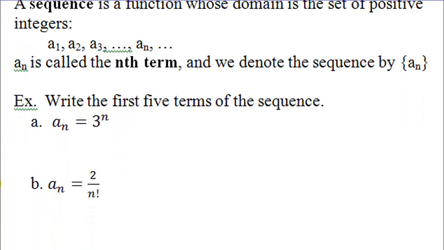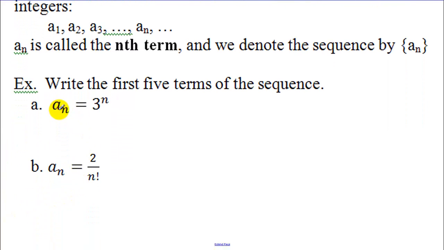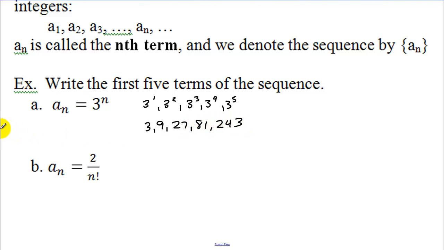Example, write the first 5 terms of the sequence, where a sub n is 3 to the n. So I have 3 to the 1, 3 to the 2, 3 to the 3, 3 to the 4, and 3 to the 5th. Now we're not going to leave it like that, but we have 3, 9, 27, 81, and 243.